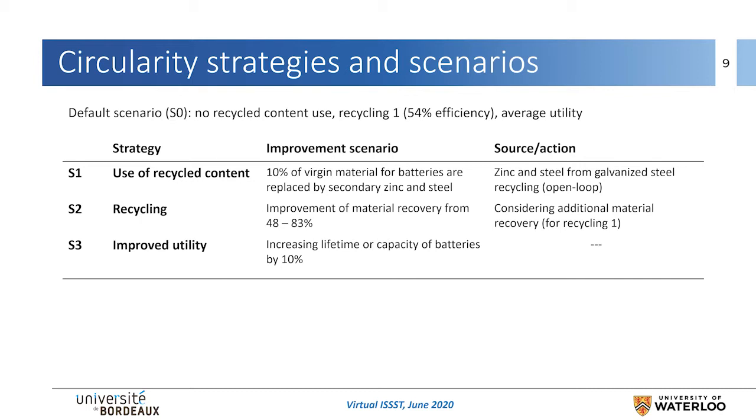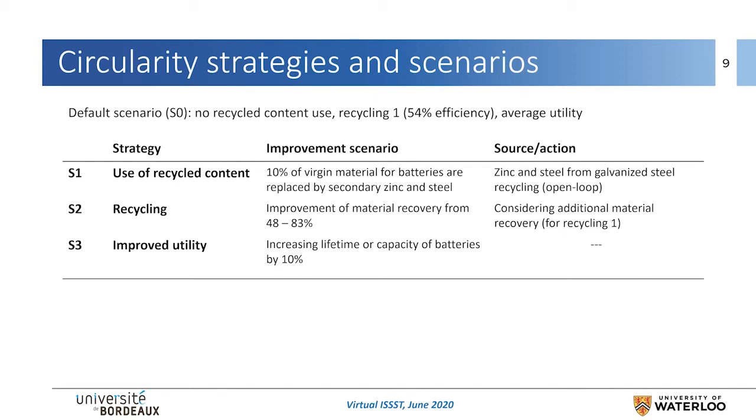As a first step, we identify several circularity scenarios. The first one is the default scenario, the baseline, where we don't assume any recycled content in the manufacturing of batteries. We assume a specific recycling route, which I will describe a little bit later, with 48% efficiency. And then we assume that this is an average product, so it doesn't have higher power output than other batteries, so it has average power output and average utility.